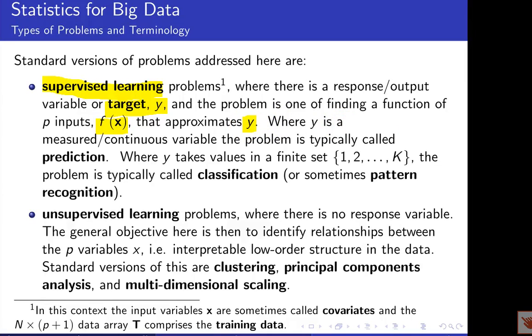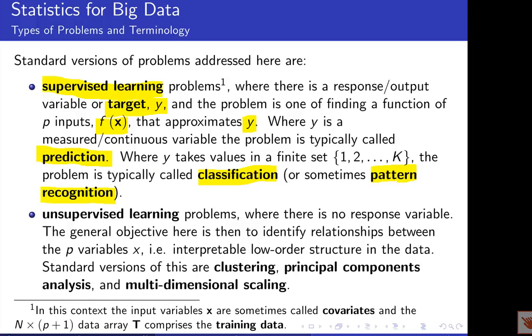This is typically called a prediction problem, where y is continuous or measured. Where y takes values in some finite discrete set, the problem is typically called classification, or sometimes people call it pattern recognition. Those are quote-unquote supervised learning problems.